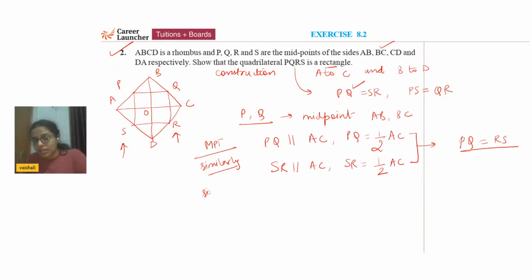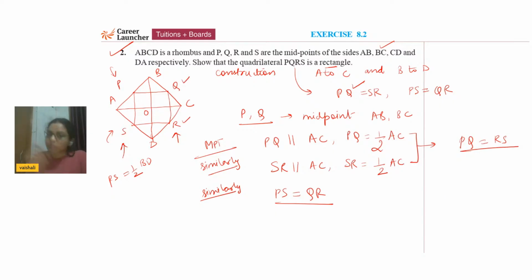Now again, similarly on the same lines, जो मैंने steps use करे हैं, can I say that my PS must be equal to QR? Yes. Why? Because अगर मैं consider करूँ that P and S are the midpoints of the respective sides, it means my PS must be equal to 1 by 2 of my BD. And similarly, Q and R are the midpoints, which means QR must be half of my BD, and both of them are again equal. So similar lines में मैं कह सकती हूँ.